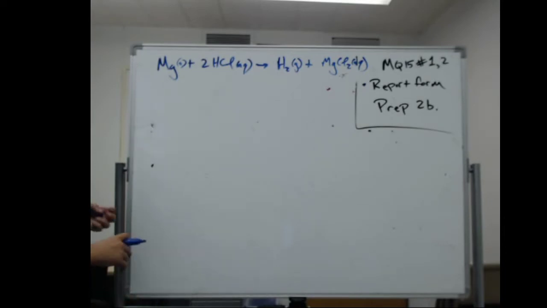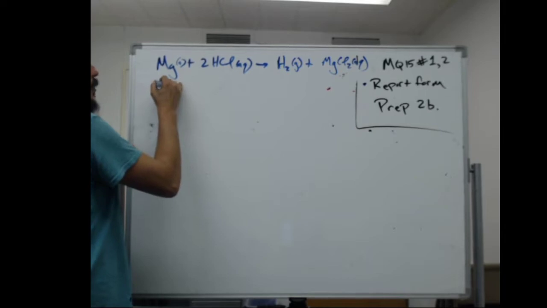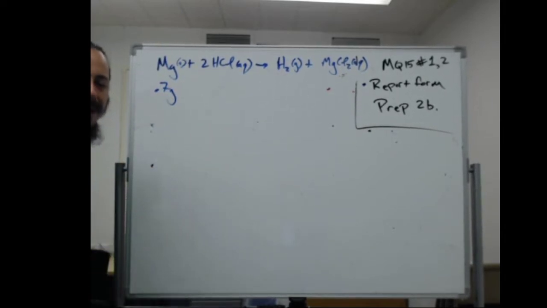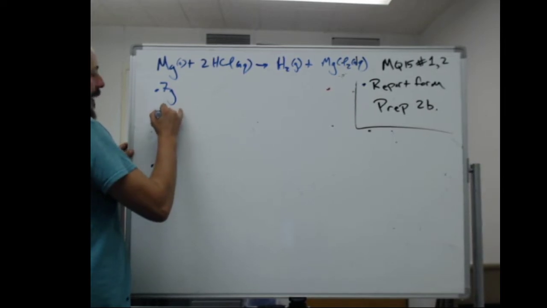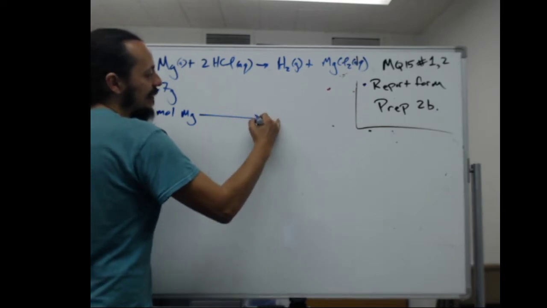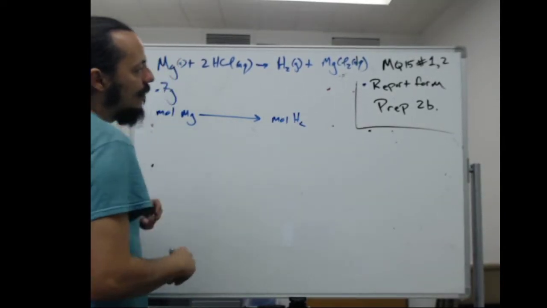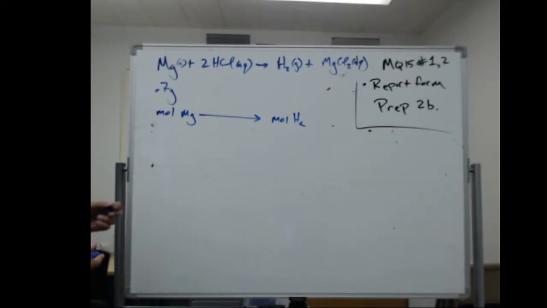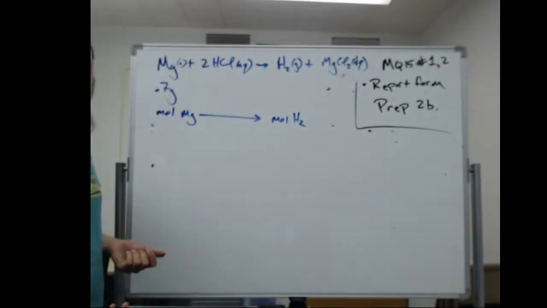And so the first thing we can do is, if we've got a mass of magnesium here, I'm just going to say 0.7 grams. I don't know what mass you have, but say you've got 0.7 grams of magnesium. You can convert that to moles of magnesium, and then you can get to moles of H2 gas. And you don't actually have to do the experiment if you have a mass of magnesium you're reacting. So this becomes our theoretical yield.